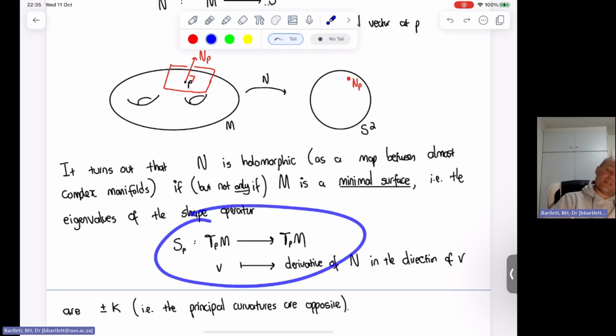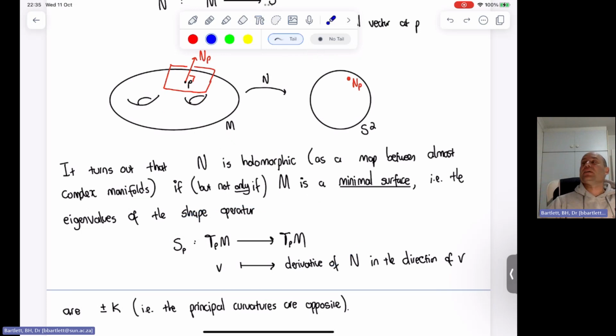It's a certain operator. It turns out to be a symmetric operator, so it has real eigenvalues, and we say that the surface is minimal if the shape operator has its eigenvalues being negatives of each other, so plus minus k. Because usually you're going to have some eigenvalue like 1.6 and some other eigenvalue minus 0.7, something like this.